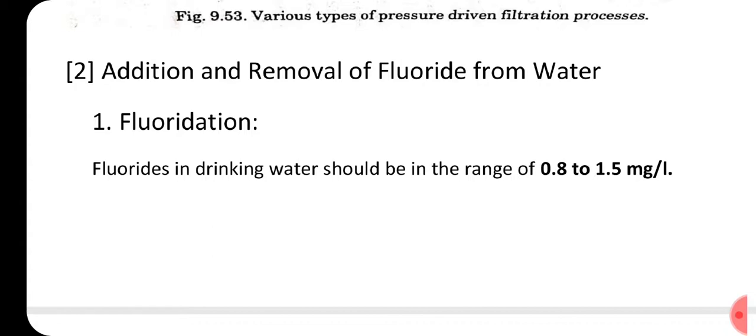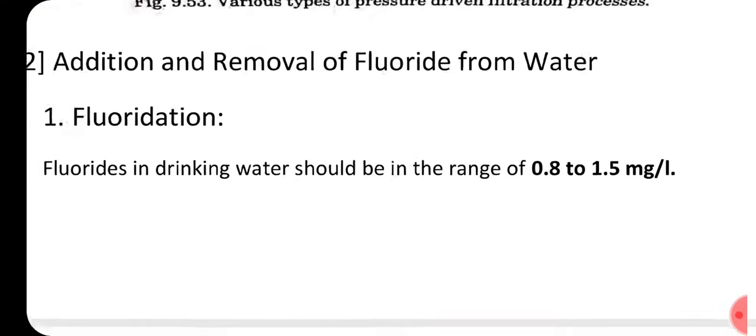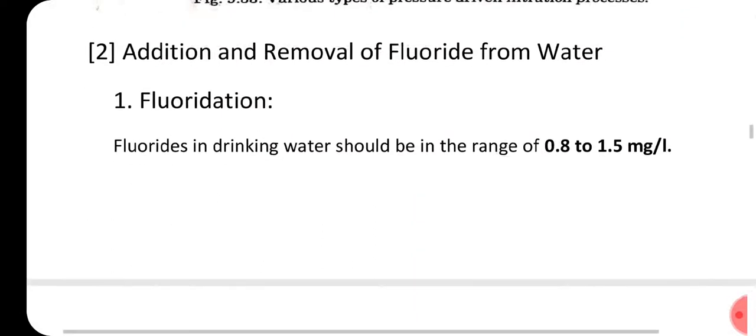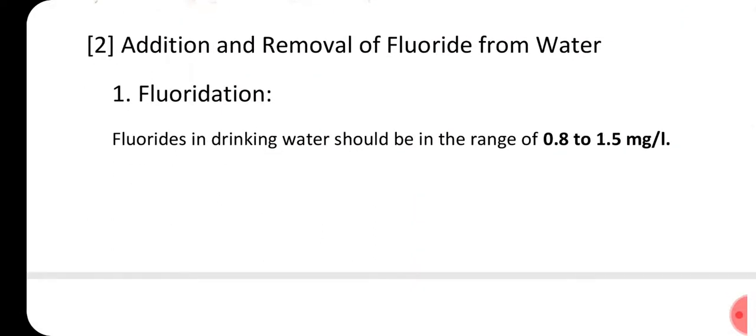So here, fluoride in drinking water should be in the range of 0.8 to 1.5 milligram per liter. So this is beneficial for our health. If fluoride is not there, if it is less than 0.8, it is not beneficial. If it is more than 1.5 milligram, it is also not beneficial. So it must be within this range.